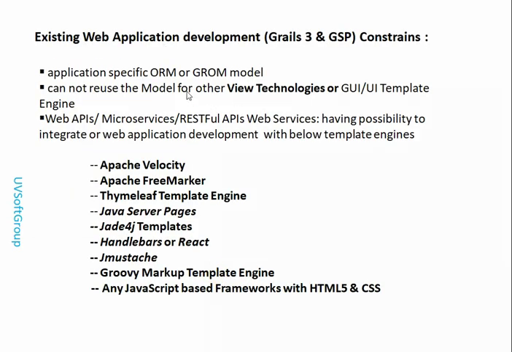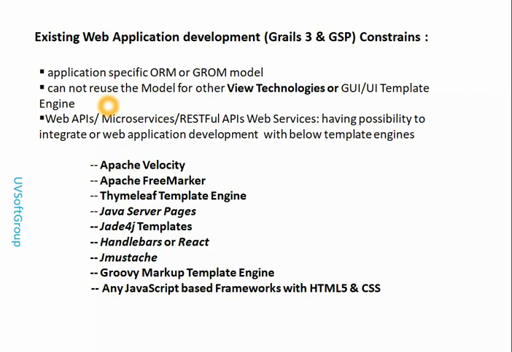So here you see the existing web application was developed with Grails 3 and GSP, and that is a constraint. Constraint means the application is developed with specific frameworks and specific domain concepts. The application has specific ORM and GORM models, so you cannot transfer these GORM and ORM models to another application. That means you cannot partition it or layer it, so there is no flexibility.